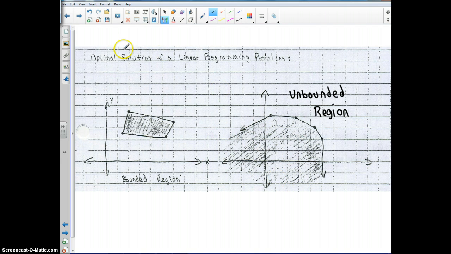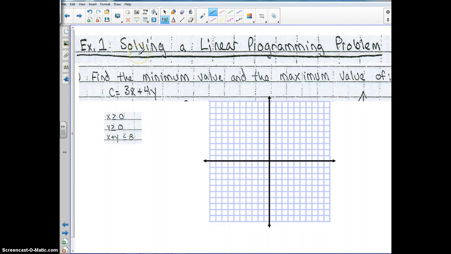Okay? So I want to solve this linear programming question. Right here, this is my objective function, and these are my constraints. When I do these problems, I want to graph my constraints first. So the first thing we want to do is graph the constraints.